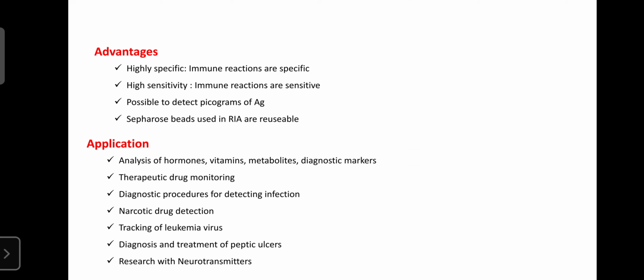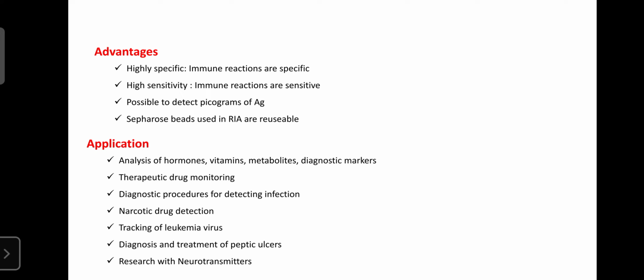It is highly specific. Immune reactions are specific. It is also highly sensitive, and it is possible to detect picograms of antigens, so small quantities can also be detected. Sepharose beads used in the RIA are reusable. So whatever beads you are using in the isolation and separation of the antigens from the patient, those plates are also reusable and can be reused.